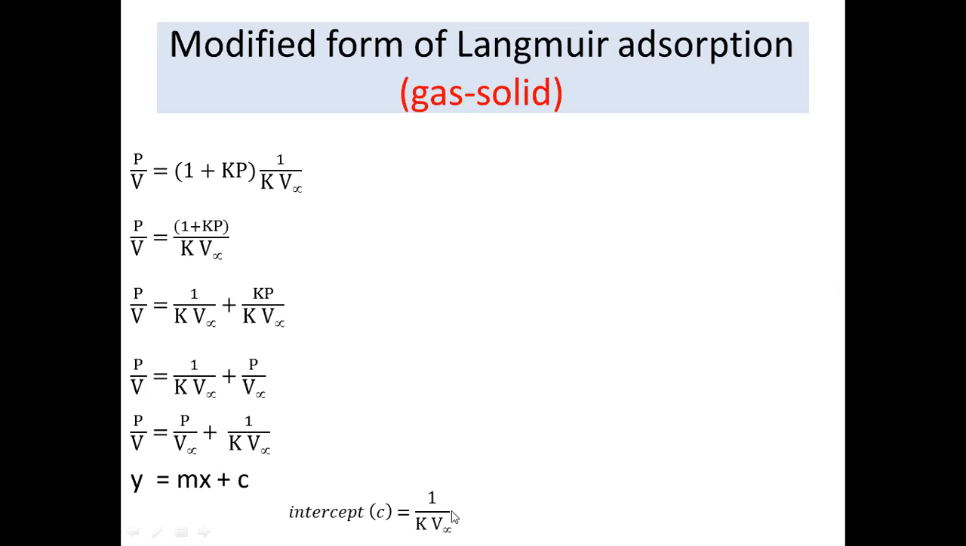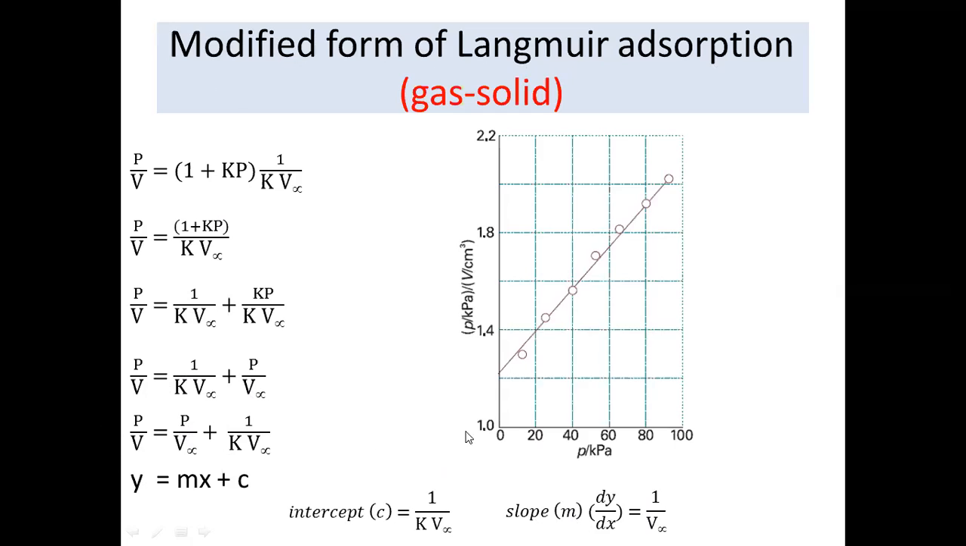So again, this is the intercept as I have explained, and this is the slope, dy over dx, and this will remain 1 over v infinity. p is the x and p over v is the y. So when you plot p over v, actually here the units are given: kilopascal, the volume in centimeter cube, and the pressure again in kilopascal. So this is the p over v. I am going to plot it on the y-axis, and the pressure on the x-axis.